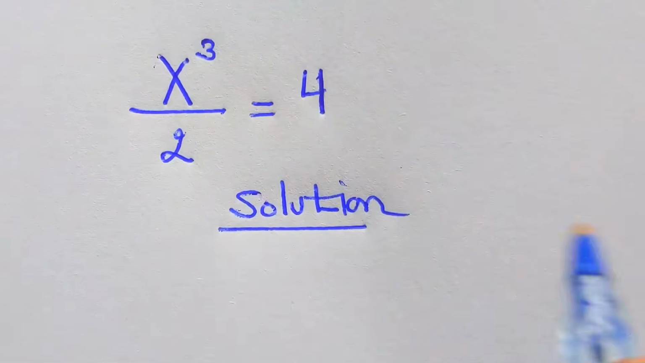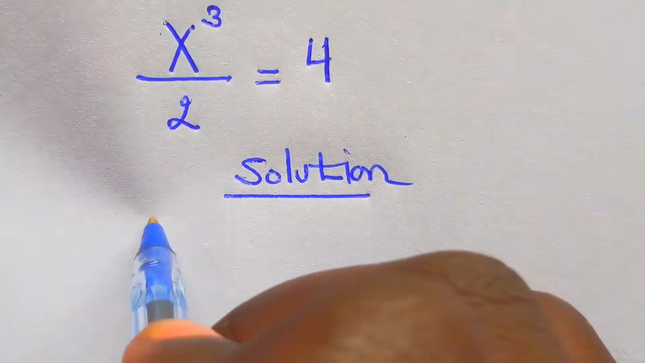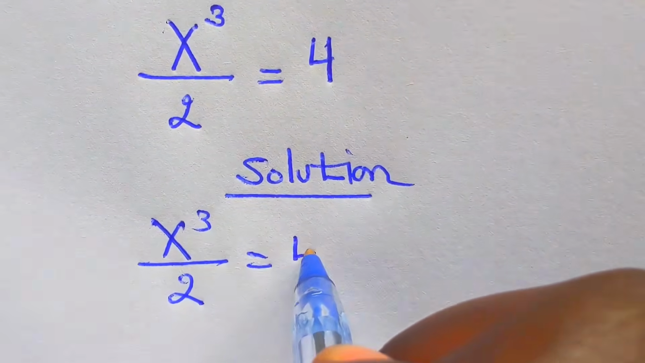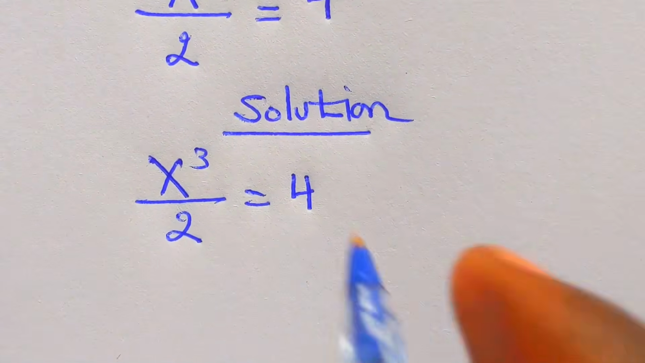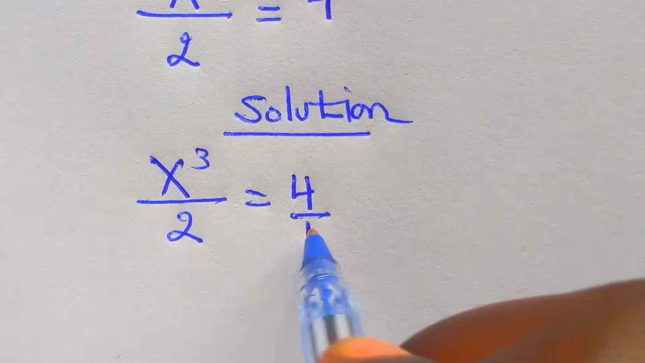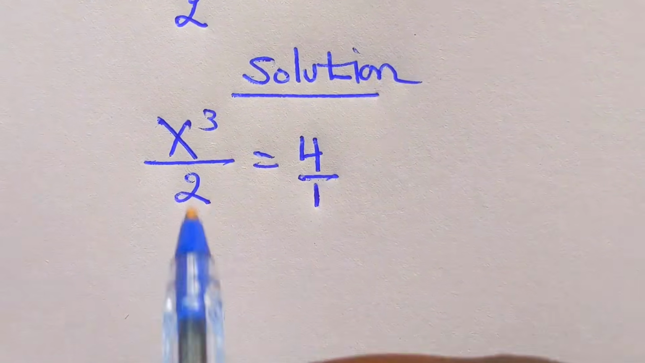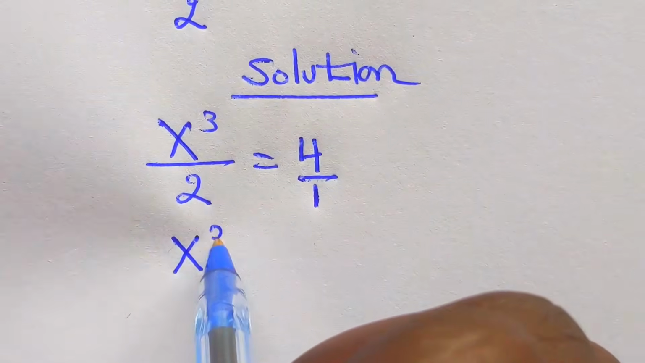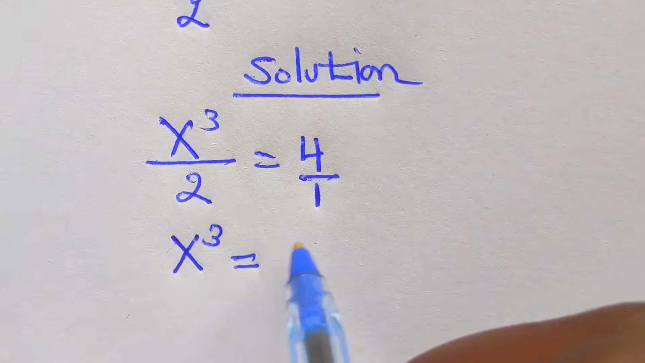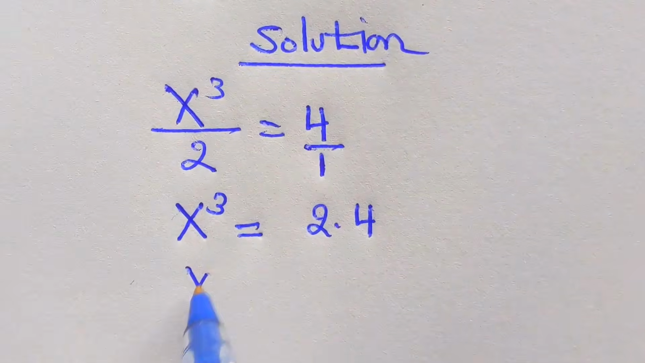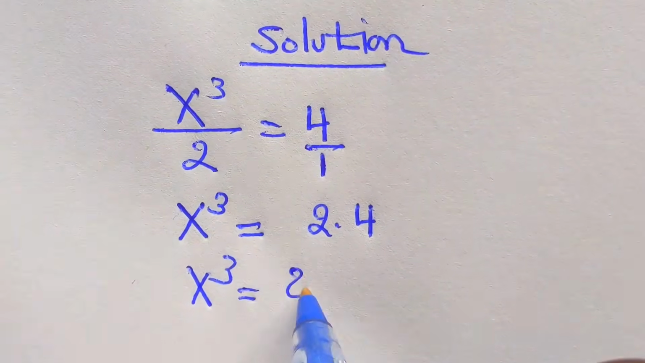Very quickly, here you have to copy x^(3/2) = 4, and here we can write a common denominator which equals 1. By cross multiplication, we get x^3 equal to 2 times 4, so here x^3 equals 8.